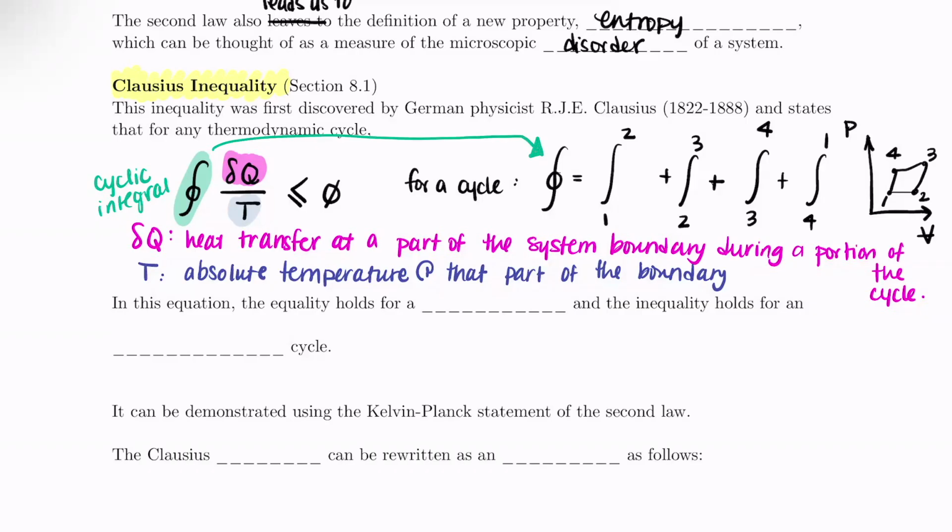All right, so in this equation, the equality holds for a reversible cycle. So what I mean by that is if you have this equation and you're applying it to a reversible cycle, you don't have the less than or equal to anymore, you just have equals. And then the inequality holds for an irreversible cycle.